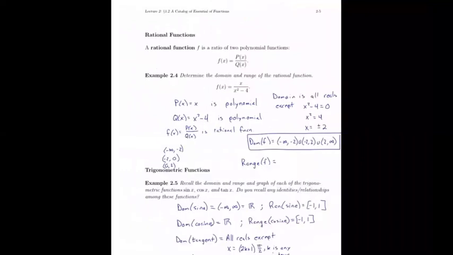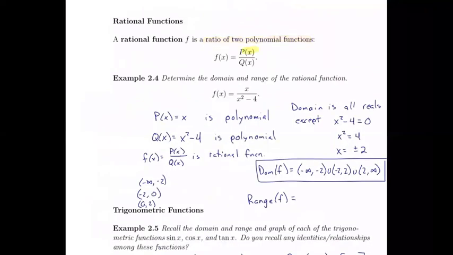So power functions. Let's move on to the next function that we'll deal with quite a bit in this course. Those are rational functions, and then trigonometric functions follow that. A rational function is a ratio of two polynomial functions. In other words, it can be written in the form p of x over q of x, where p of x is a polynomial and q of x is also a polynomial.